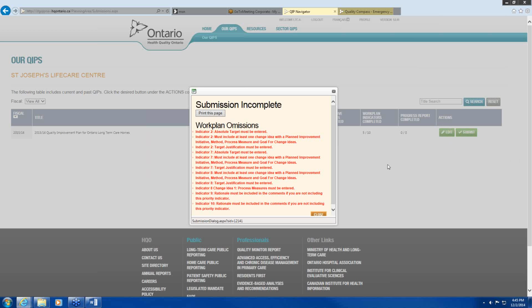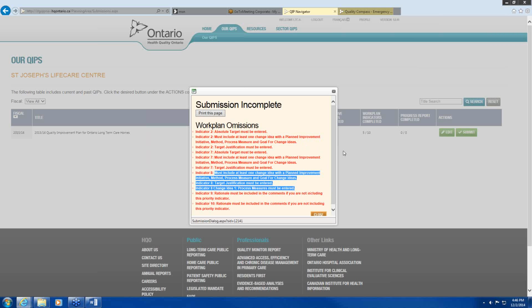So you will notice that for some of these, it's because we didn't have anything in there. Remember I told you that if you've decided not to work on it, your current performance might be there, but you need to put into the comment section why you've chosen not to work on that particular indicator. So some of those are as simple as that.